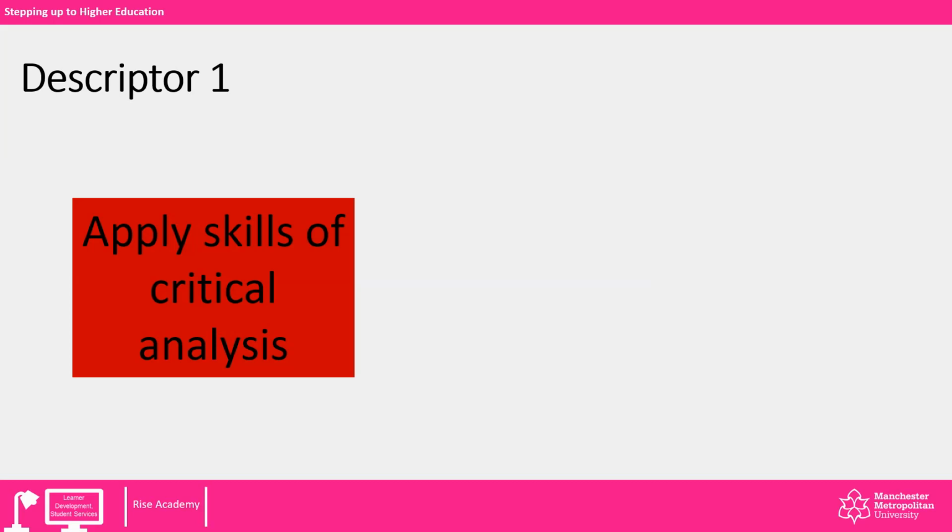The first descriptor that we use is to apply skills of critical analysis. So what does this mean? First of all, it's asking you to question information. Don't just take things at face value. Ask who's writing this? Why are they writing it? What's actually being said? Where was it published? What's the key message?